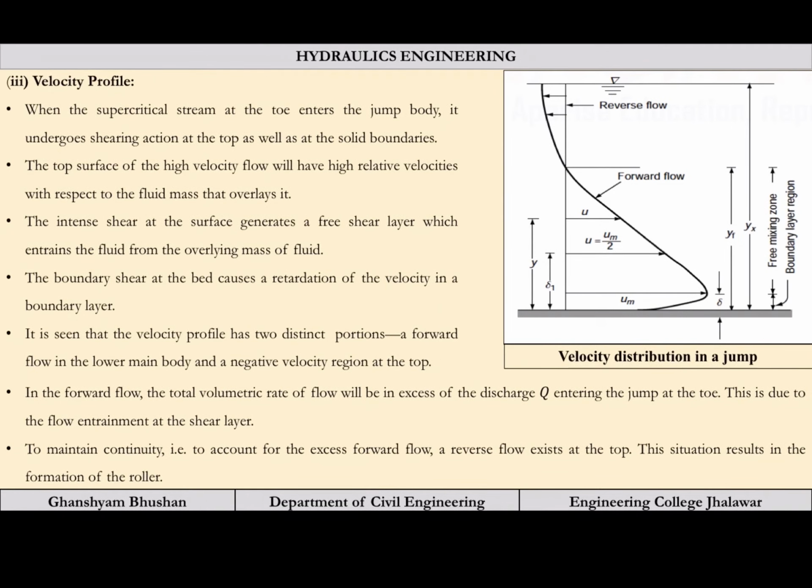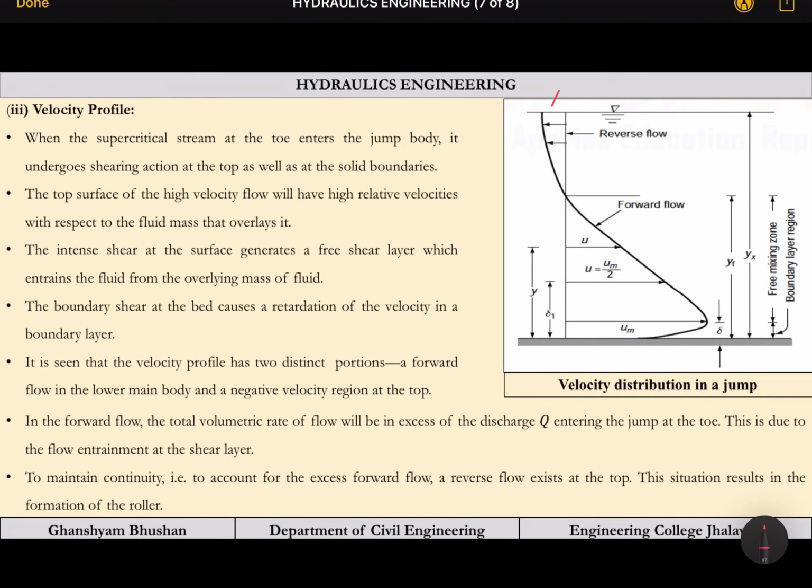Last is your velocity profile. Now, when the supercritical stream at the toe enters the jump body, it undergoes shearing action at the top as well as at the solid boundaries. So this deviation is due to the shearing action. So here it is the shearing action at the surface, and this is shearing action at the bottom of the solid, you can say at the bed.